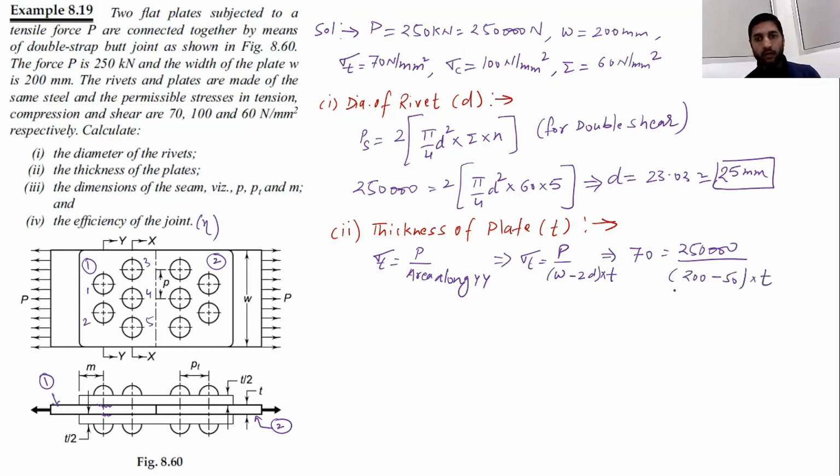Now there is only one unknown in this question, which is thickness, and after solving this you will get the thickness of the plate as 23.81 mm, and approximately the standard value is 25 mm. In your answers you can also write it as 24 mm. I am repeating it again and again, that will not be wrong. So this will be your answer for the second point, that is thickness of plate is 25 mm. And let us move ahead now. Find out the dimensions of the seam, that is pitch, transverse pitch and margin.